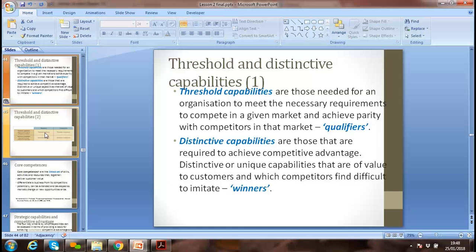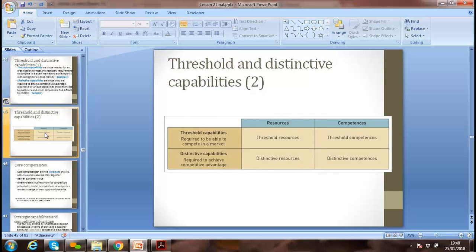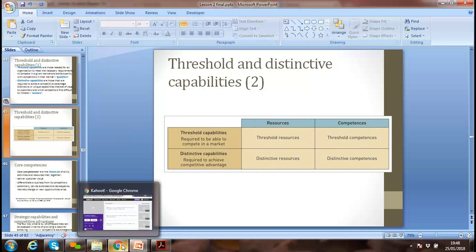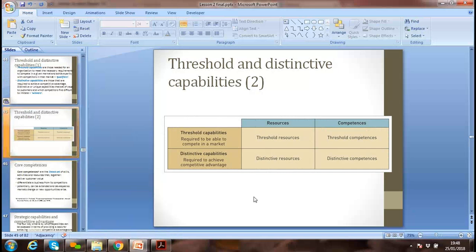Every pound we invest, we have a threshold we're supposed to meet. So threshold capability, threshold resources, threshold competency. This is a model which we discussed about, the VRIO and resource-based view. In the next lesson, we'll recap a bit more in detail as well. Okay, Umar? Any question here?